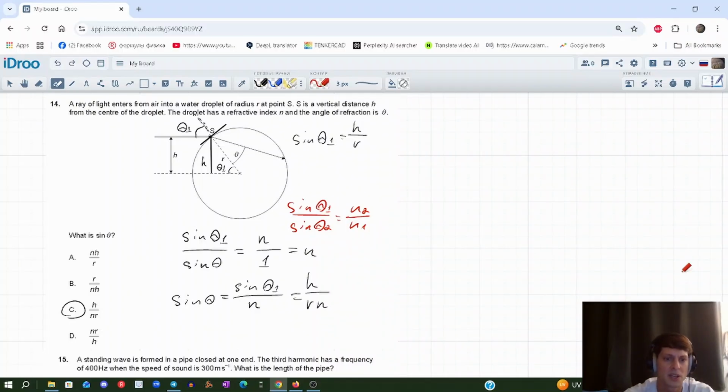Sine of theta from here equals sine of theta 1 over n, and we can see from this triangle that this angle is the same as this angle, theta 1. So h is opposite to this angle, so h over r is the sine of theta 1. So sine of theta equals sine of theta 1 over n, which is h over r over n. Option C.